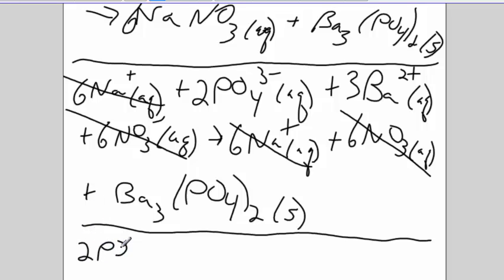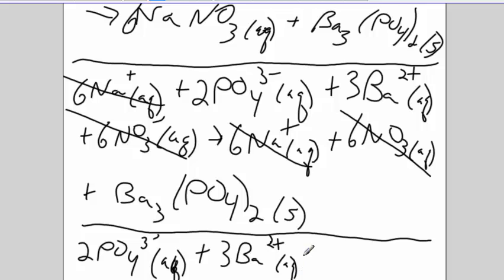2 phosphate ions, 3 barium ions, yielding the solid barium phosphate. You'll notice it is balanced. It does not matter what order you put those ions in, as long as everything's on the correct side of the arrow.